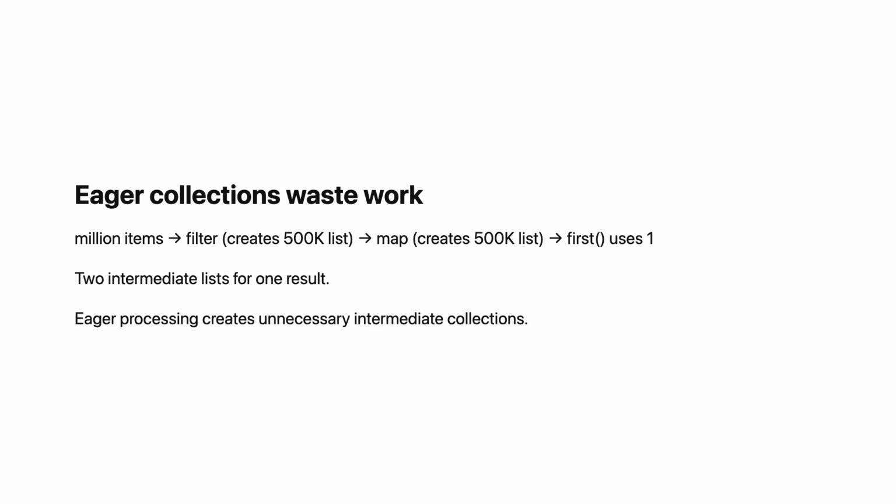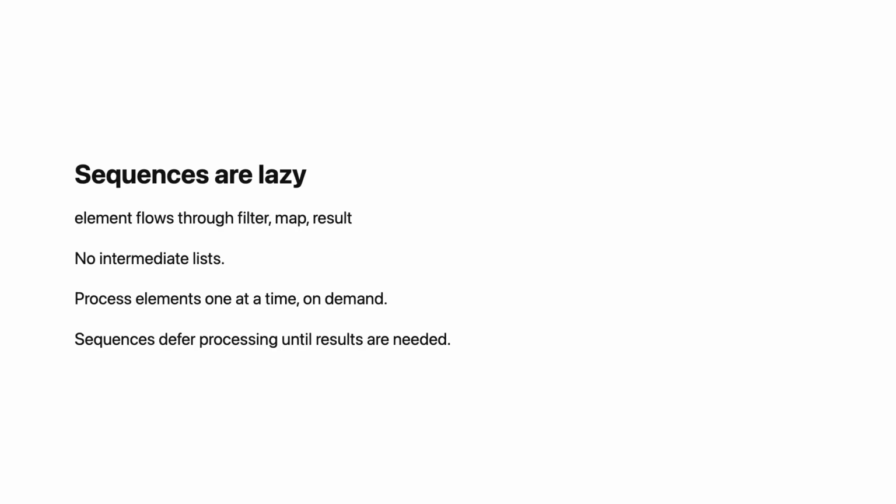Sequences are lazy collections. They do not process elements until needed. They do not create intermediate collections. sequence.filter.map.first, no intermediate lists. Each element flows through the chain until a result is produced. With sequences, elements are processed one at a time. Take an element from the source. Apply filter. If it passes, apply map. If you need more, take the next element. This is lazy evaluation. Defer work until results are required.